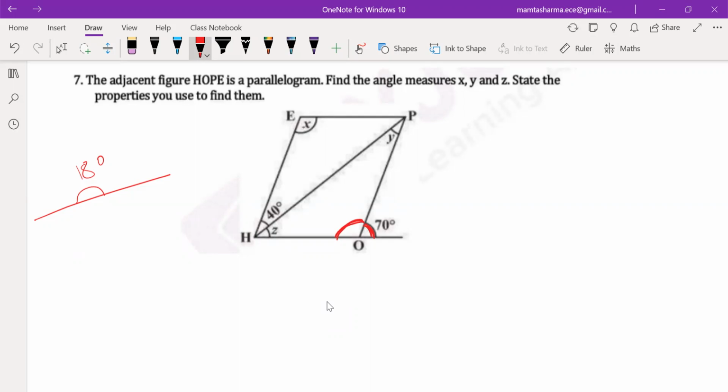So what will be this angle? First tell me this angle. Ma'am, can I say? That will be 110. Then x will be 110, they are opposite. You are correct, 110. Now tell me about Y and Z. What will be the value of Y and Z? Those who have done, type your answer. Yes, ma'am is correct.